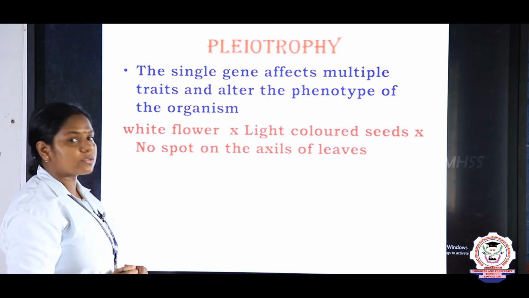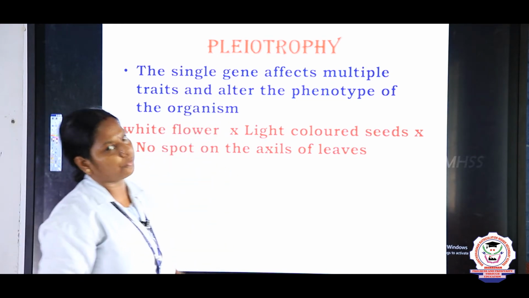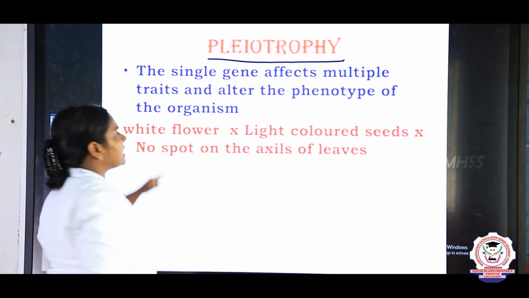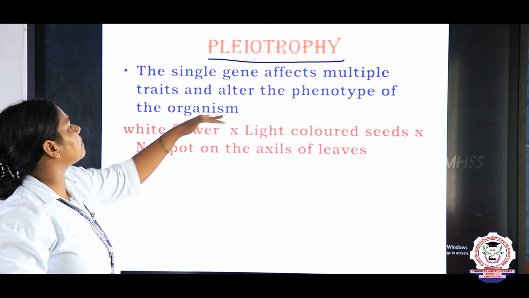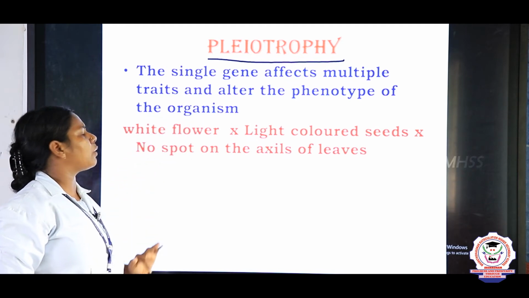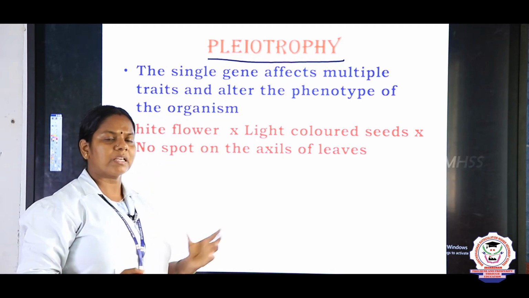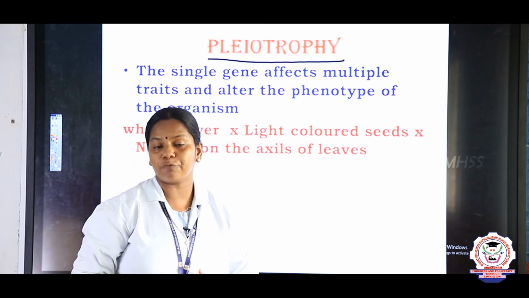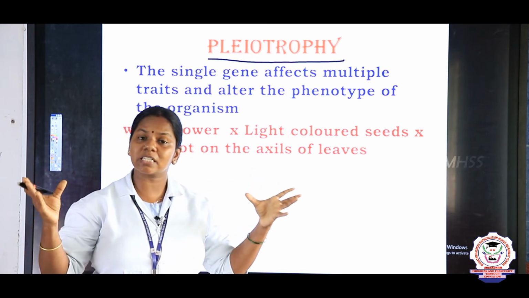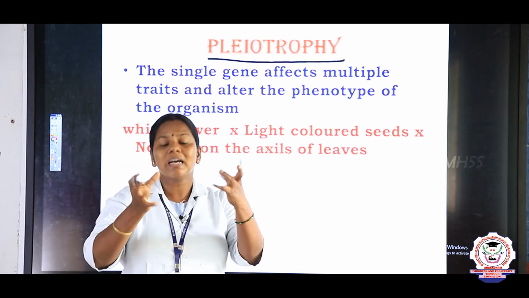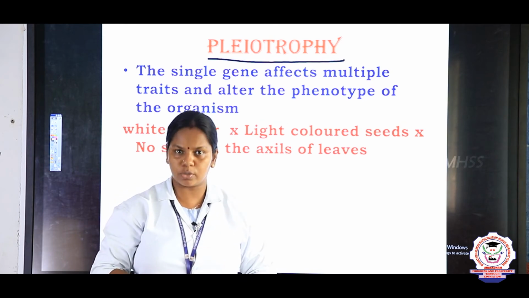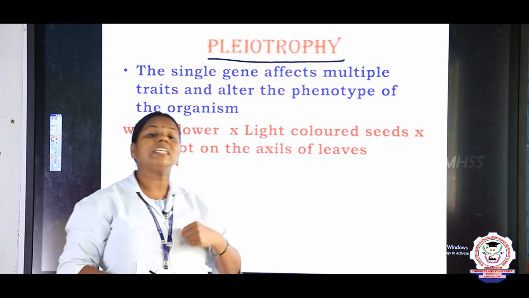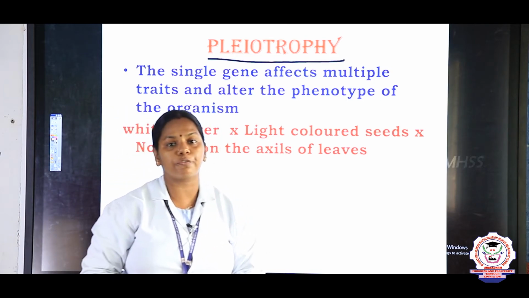And now we are going to see what is pleiotropy. The single gene affects multiple traits and alters the phenotype of an organism. You see, for example, if two or three plants are crossed to each other, the young ones in the F1 generation get the characters of all the plants and attain a new phenotype. Such plants come under pleiotropy, and the genes we call pleiotropic genes.